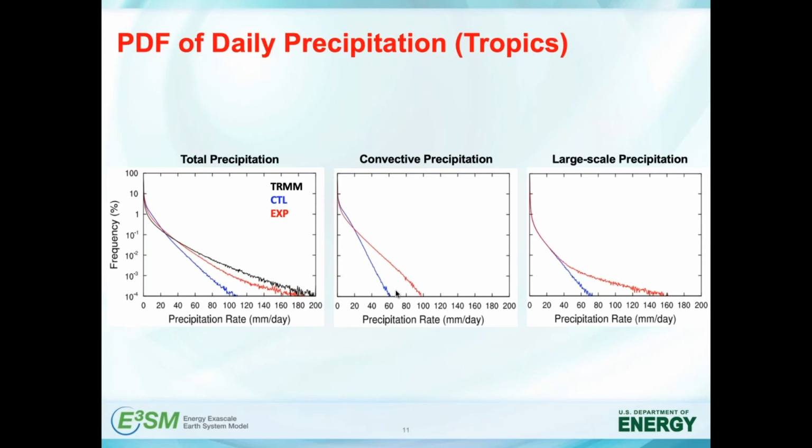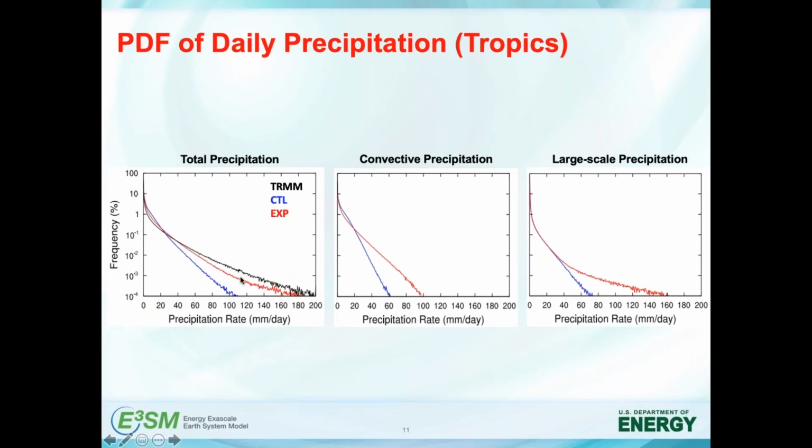So now comes the PDF distribution of the daily precipitation. We saved the data as daily averages and then looked at the PDF of precipitation intensity. The horizontal axis is rainfall intensity, and the vertical axis is a log scale of the frequency of occurrence. And the black line is from TRMM observations, and the blue is from the control. And it is well known that in the low intensity part, the model way overestimates the frequency of drizzles, and in the high precipitation part, the model is underestimating that.